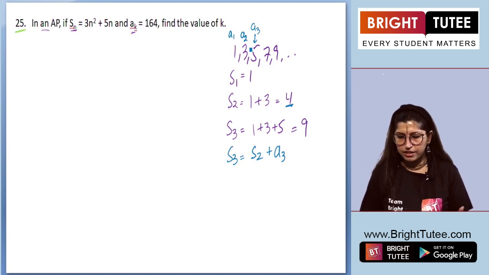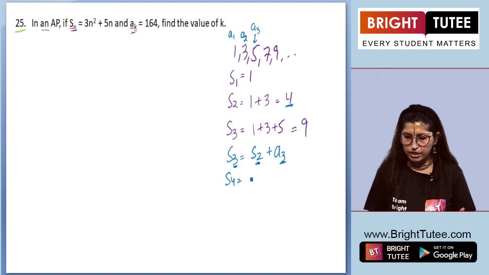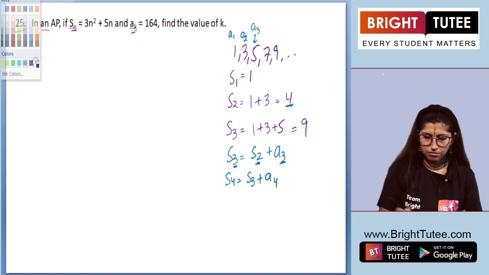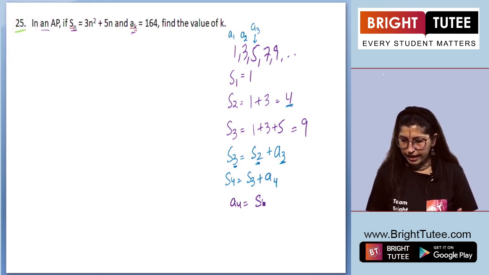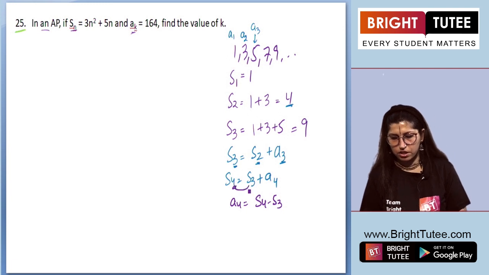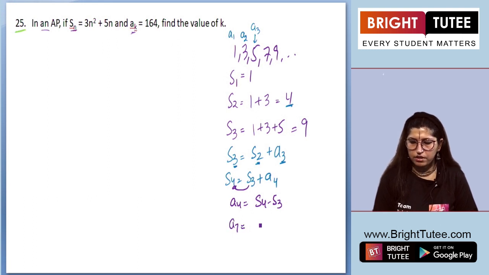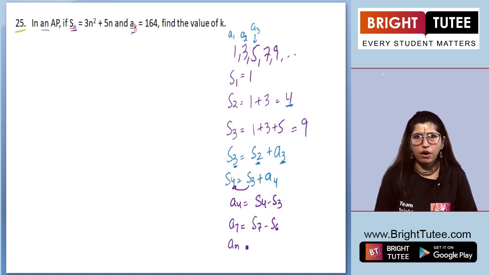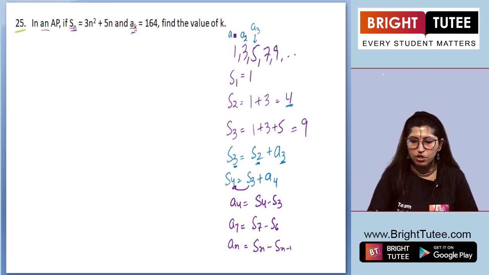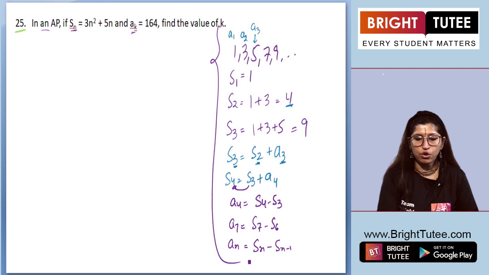So now let's say if I have another S4, how can we write it down? If it was S3 over here, that was S2 plus A3, isn't it? So S4 will be S3 plus A4. That means A4 will be S4 minus S3. What is A7? That will be S7 minus S6, isn't it? How about An now? That will be Sn minus Sn minus 1, right? So this is the concept which we should be aware of to solve this kind of questions.